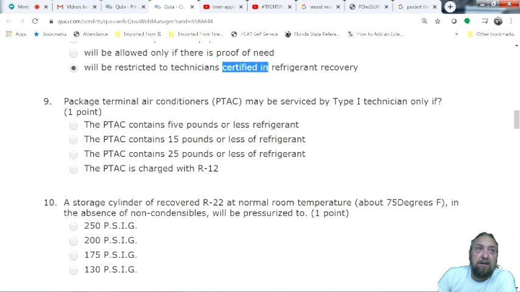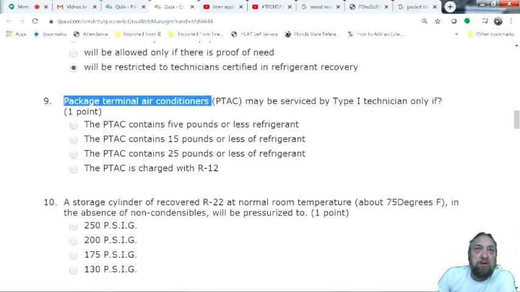All right. PTAC air conditioners. We talked about them a few minutes ago. May be serviced by a Type I technician only if... What's the definition of small appliance? 5 pounds or less of Freon.